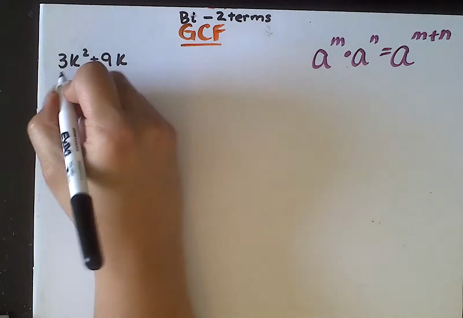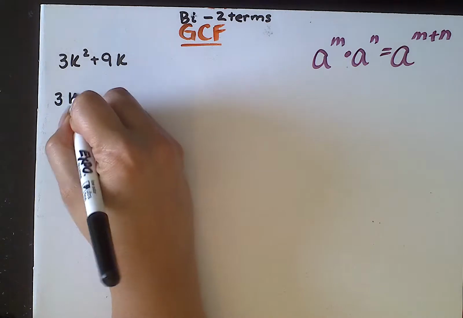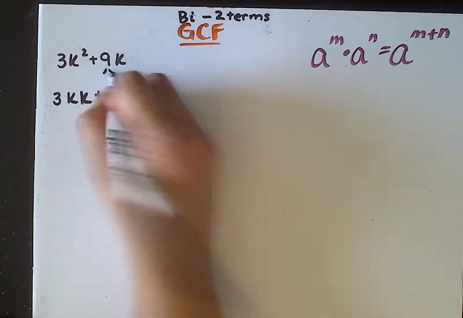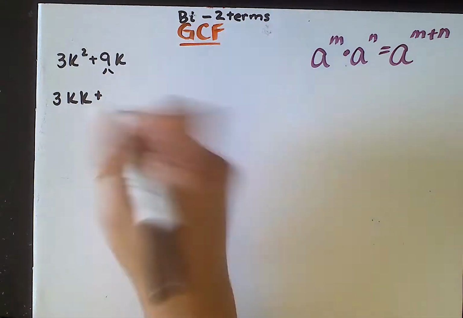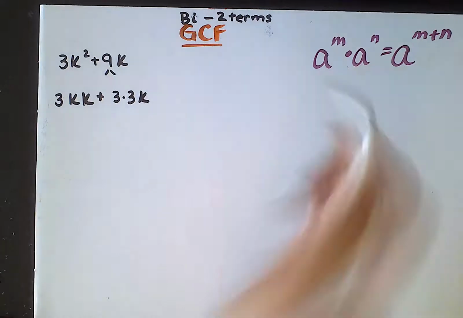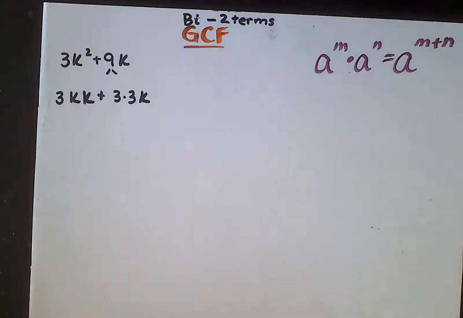3 is a prime number, so let's bring that down. K squared, that's k times k. Plus 9 is not prime, it's a composite. It's made up of 3 times 3. And then I have a k. Now, once again, I have a binomial.